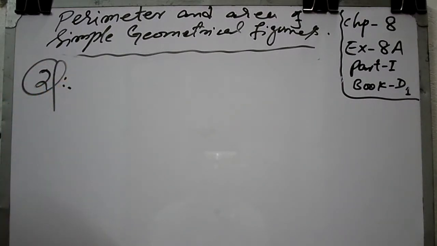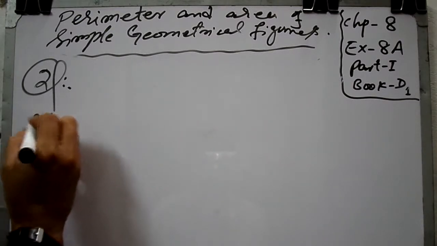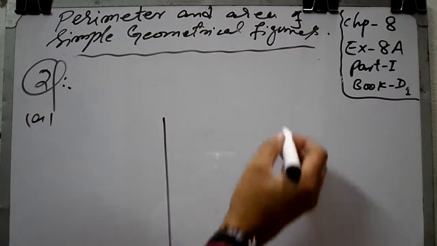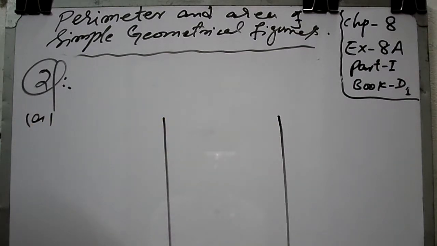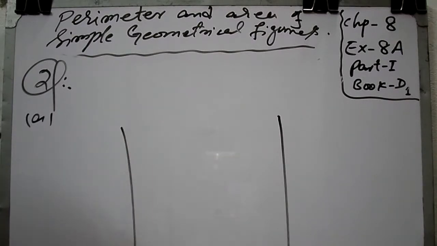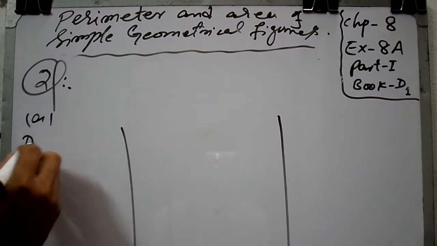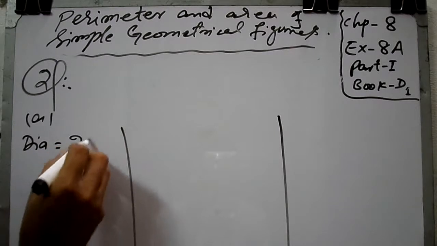In question number 2, copy and complete the following table below for each circle. Okay, in A part, you can see here, because there are 3 things to be calculated. In A part, first of all, you have to find the diameter. That is, diameter is equal to 2r.